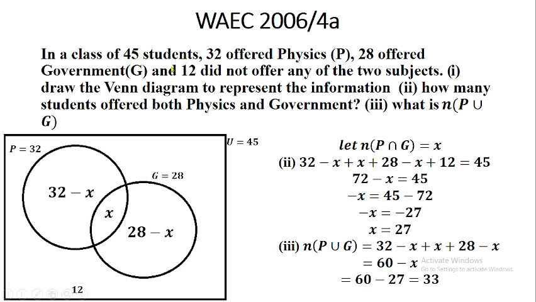In a class of 45 students, that means the universal set is 45. You have 45 students in the universal set. 35 offer physics, that means there's a set physics. 28 offer government, there's a set government as well. And 12 did not offer any of the two subjects. That means there are 12 students that are idle. So they are inside the universal set but not inside physics and government.